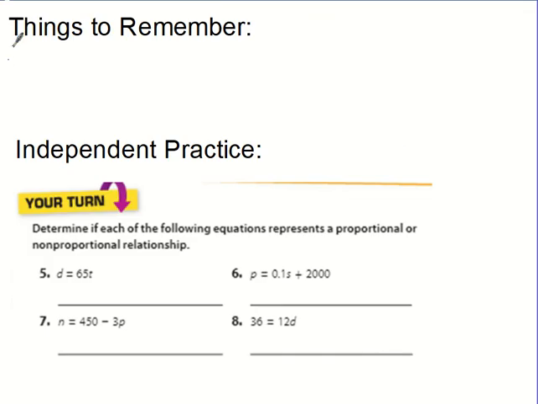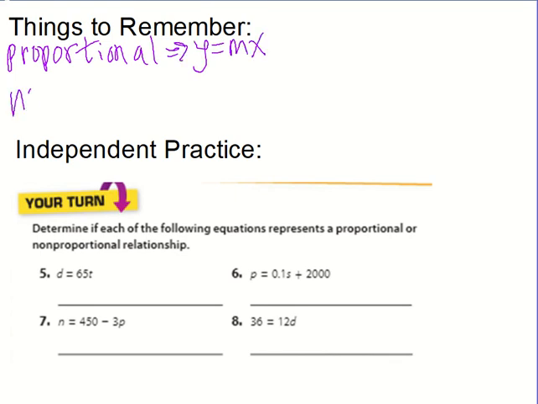So just things to remember, right? Proportional, the equation will just be y equals mx. I'll make that an arrow. Non-proportional, I'm going to write non-prop, will be y equals mx plus b, and the b is what's going to affect it. So here's your independent practice. Just determine based off of the equations, if they are proportional or not. And then we'll talk about and check those when we get back to class.